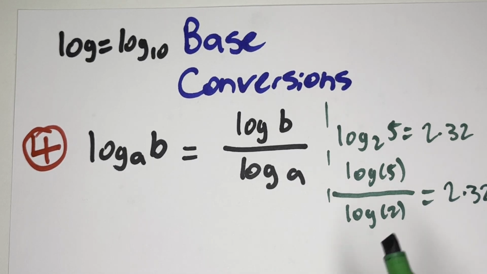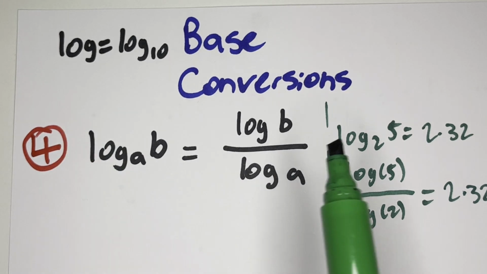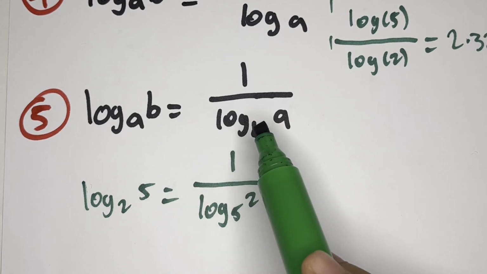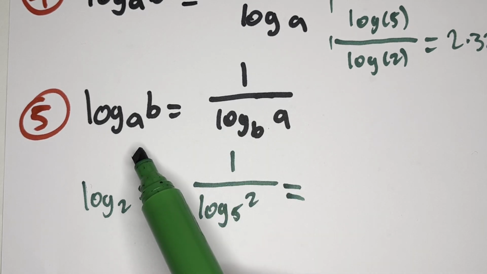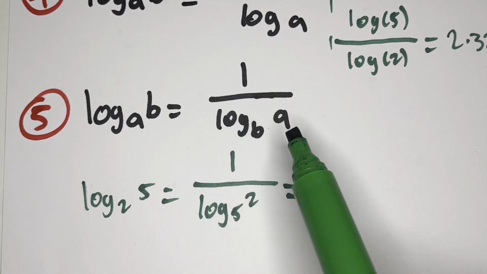This is something you'll see me referring back to quite a lot, as most logarithms are easiest to work with in log base 10. Number 5 is another useful rule for changing the base of a logarithm, where log base a of b is equal to 1 over log base b of a.